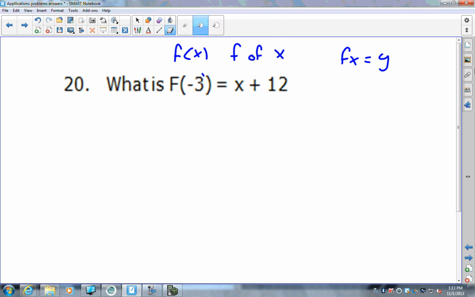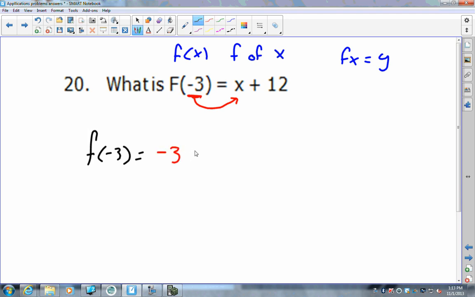Now, what this is telling you to do, f of x, this is where x is. They're telling you to put this in here for x. So I've got f of -3 equals. So I'm going to put -3 in there for x, so I'm going to write -3 plus 12. They are going to use that function notation on your STAR test. So now I have f of -3 equals 9. So your answer is 9.